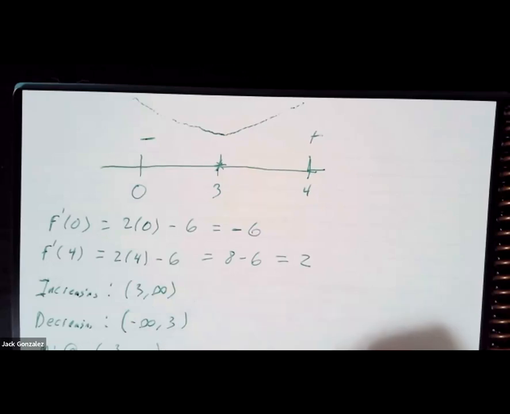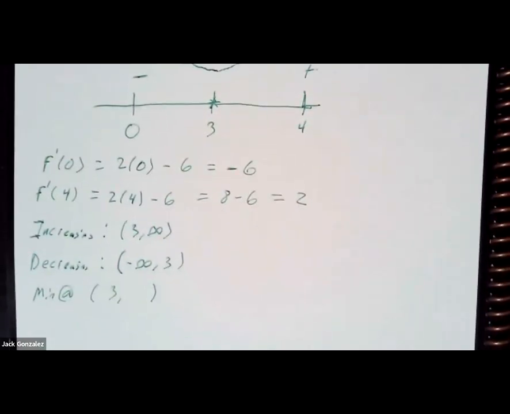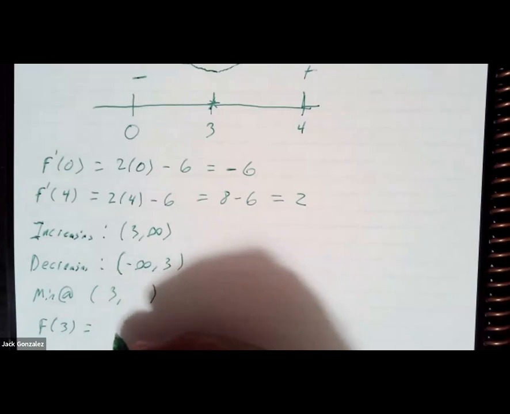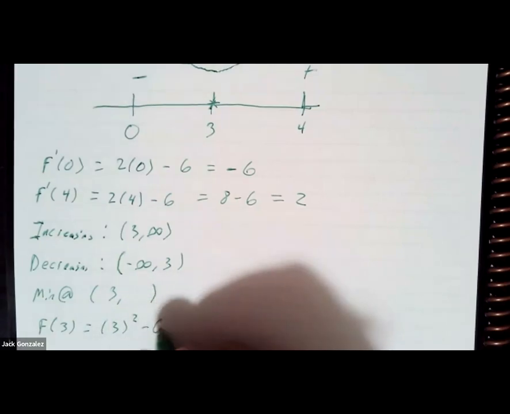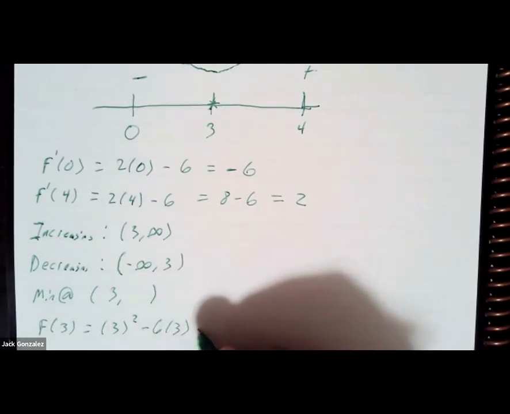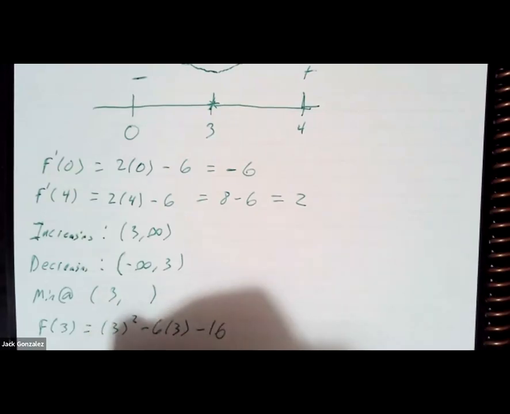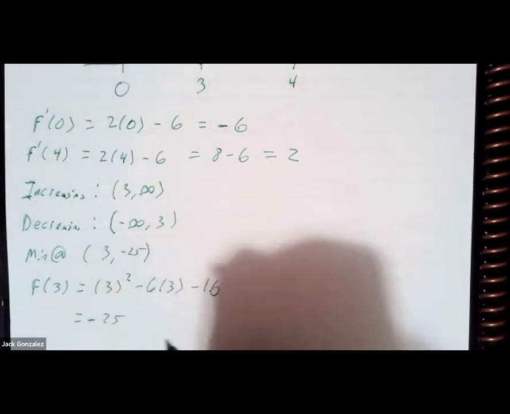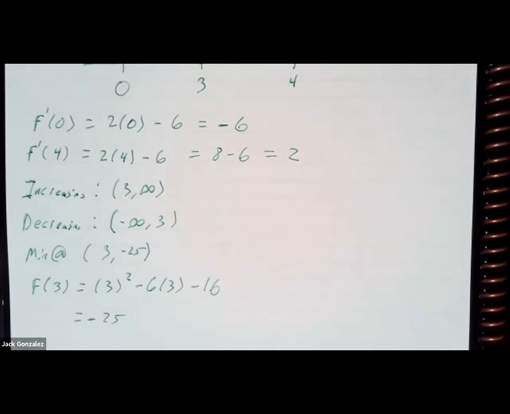I don't know what that something is, so we've got to find it. In order to find the corresponding value, you have to plug in 3. The original question was x squared minus 6x minus 16, so plugging in 3, this will be negative 25. So at 3, negative 25, we have a minimum.